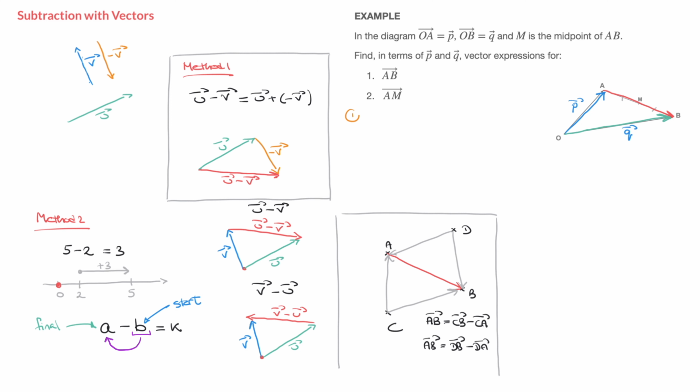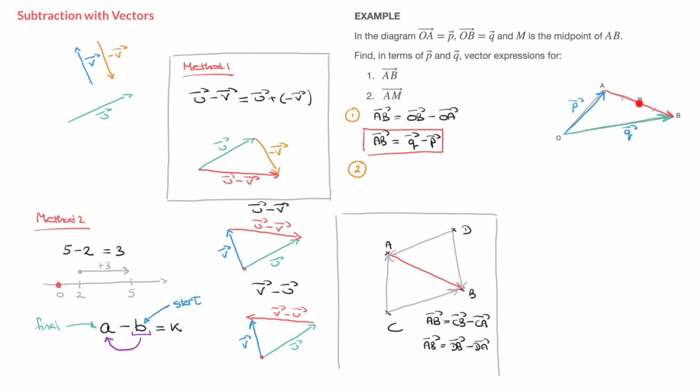So for question 1, we can quickly state that vector AB is equal to the vector OB minus the vector OA, and so in terms of the vectors P and Q, since OB is equal to Q and OA is equal to P, we can quickly state that AB is equal to Q minus P. And that's the answer. Next, we move on to question 2, in which we have to define the vector AM in terms of the vectors P and Q. And so I'll do that here. Question 2, there we go.